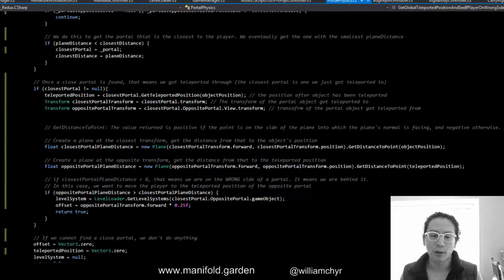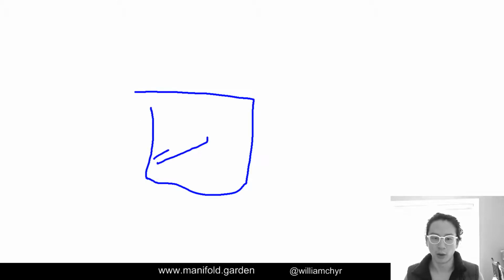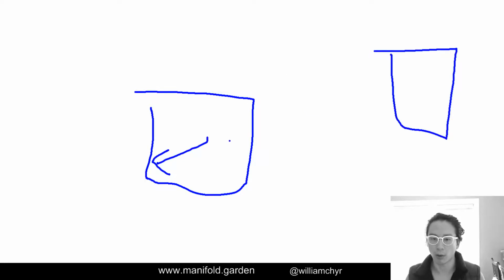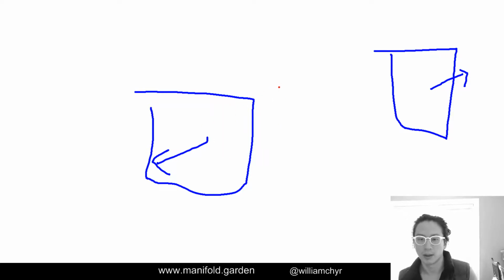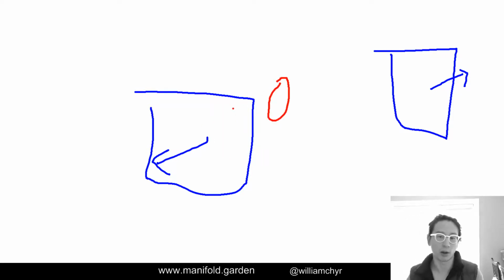The idea is it's trying to figure out if you're on the correct side of the portal, because as I said, we have these portals. You should always be on the positive side of it, because the idea is you walk through the portal and then you get teleported to the other one. So if somehow the player ends up on the wrong side of the portal, they're in the wrong direction. They really should be here, so we teleport them.